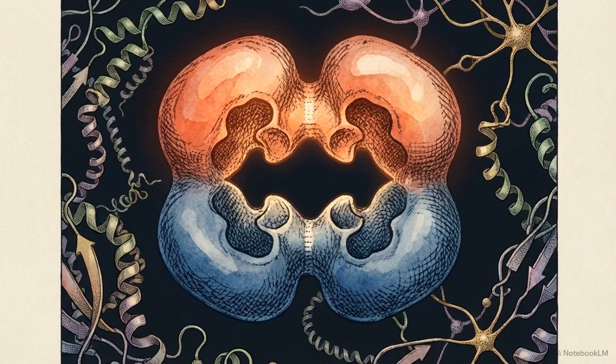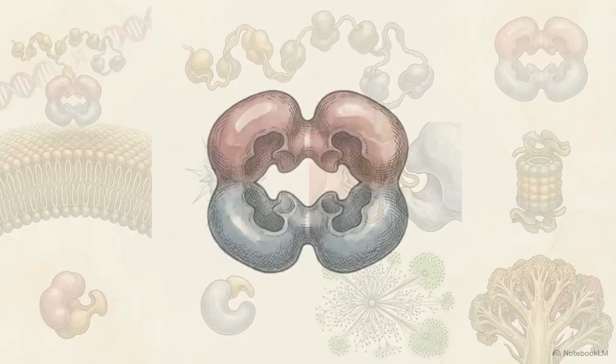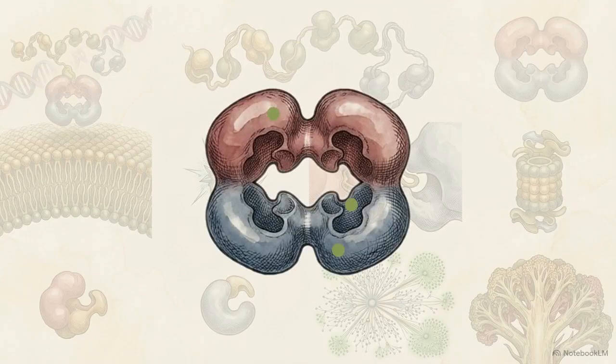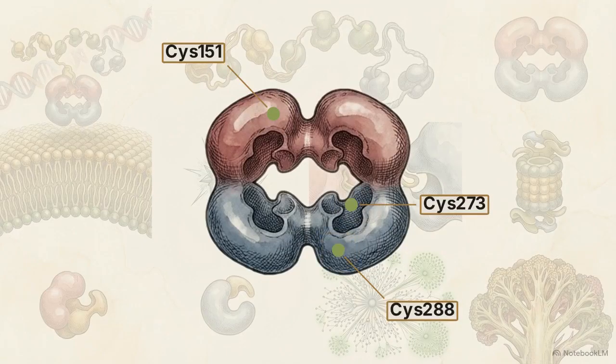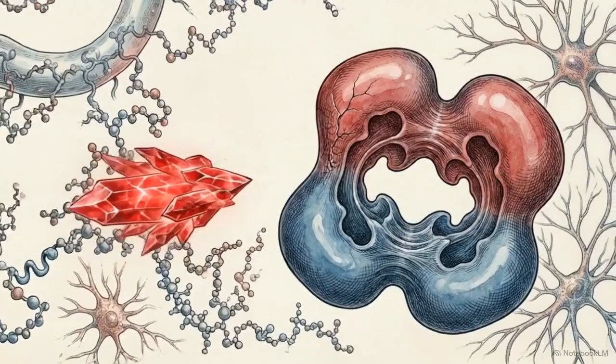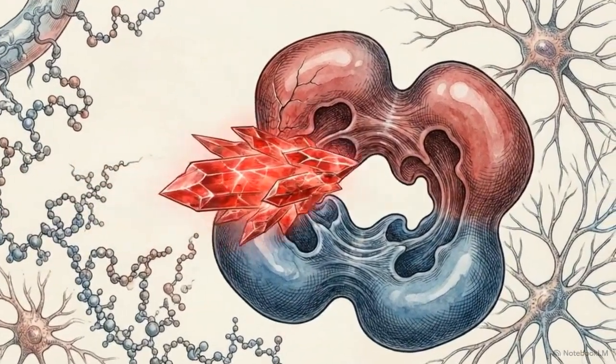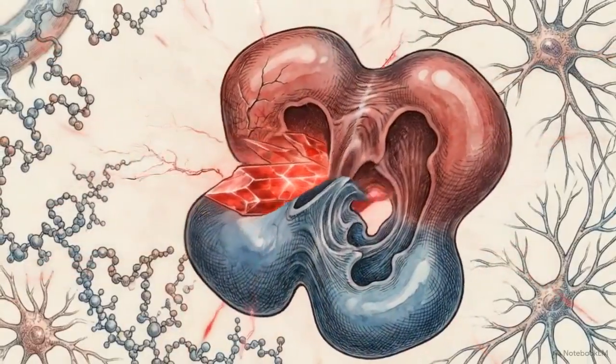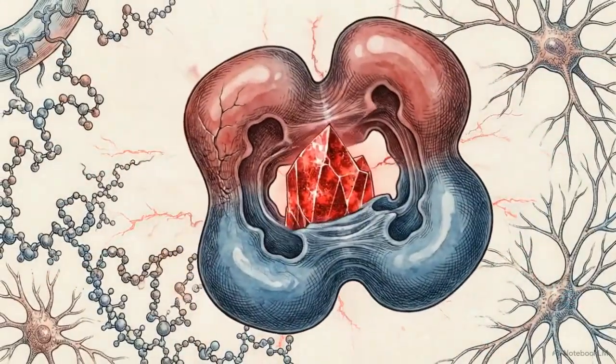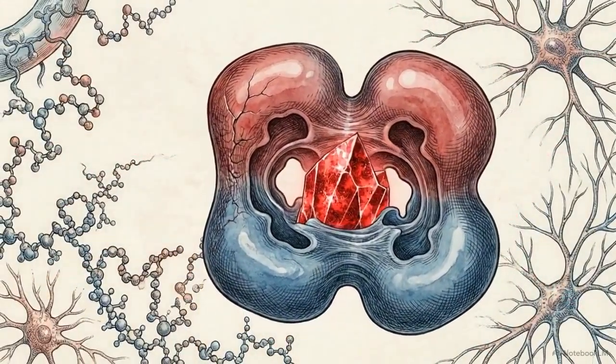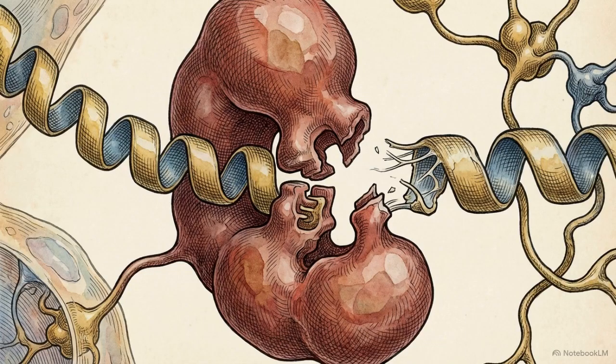KEAP1 functions as the cellular redox sensor through a complex cysteine code. The protein is populated with reactive cysteines, specifically Cys151, Cys273, and Cys288, which are susceptible to chemical modification by electrophiles. When reactive oxygen species or exogenous electrophiles react with these critical cysteines, the modification induces a conformational shift within the KEAP1 dimer. This change structurally disrupts the low-affinity DLG latch, preventing the alignment required for NRF2 ubiquitination.